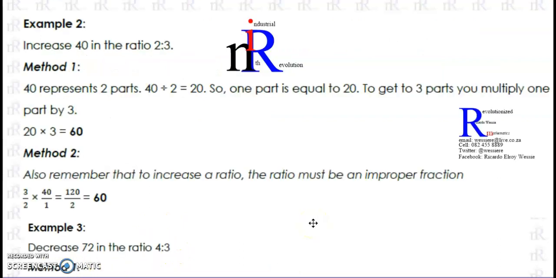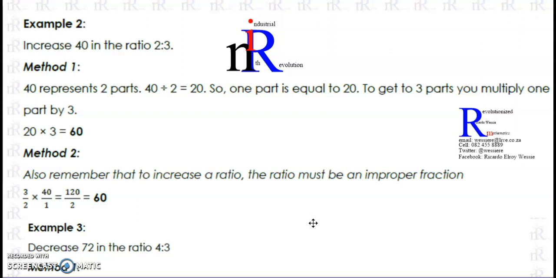Now we get to a type of sum that always gets the learners tongue-tied. When they say to me, increase 40 in the ratio of 2:3. Remember, it says increase, and the ratio is 2:3. So 40 must be divided by 2 and multiplied by 3. So 40 divided by 2 is 20. 20 multiplied by 3 gives me 60.